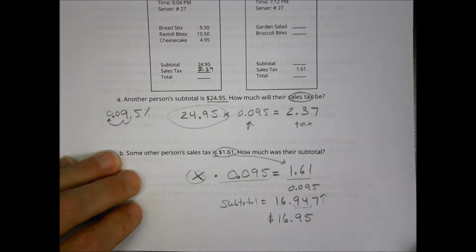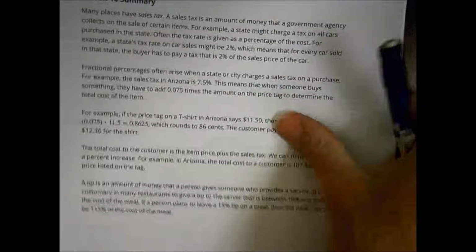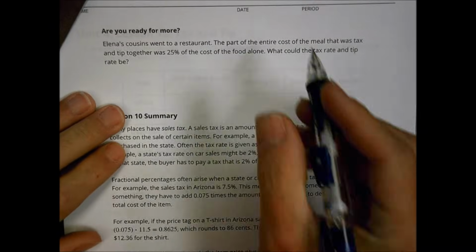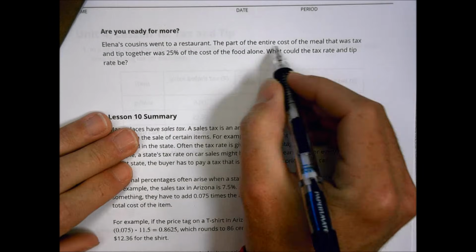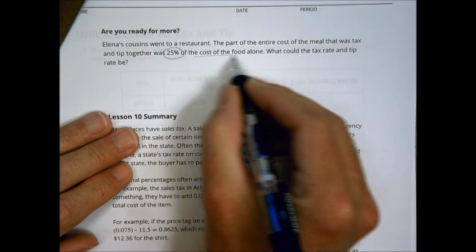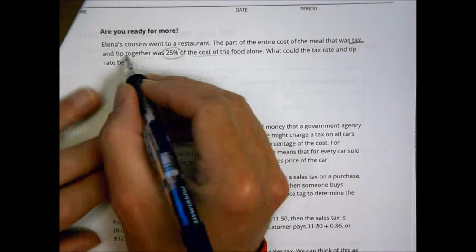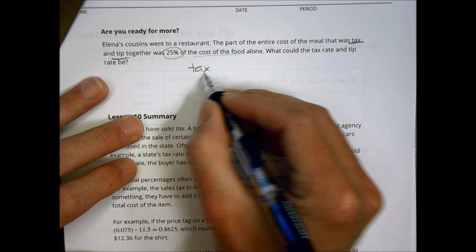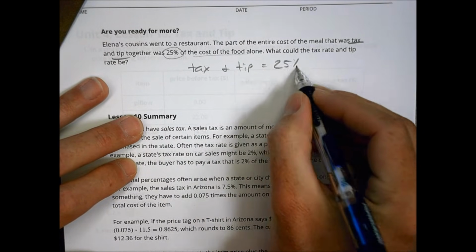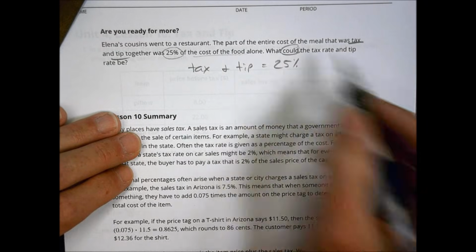Okay? Are you ready for more? Let's see if we are. Elena's cousin went to a restaurant. The part of the entire cost of the meal that was tax and tip together was 25% of the cost of the food. So tax and tip, right? Tax and tip was 25%. What could the tax rate and tip be?